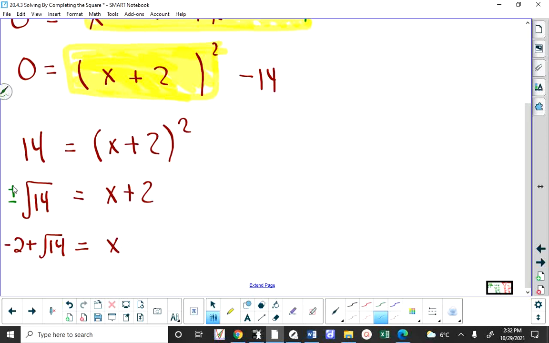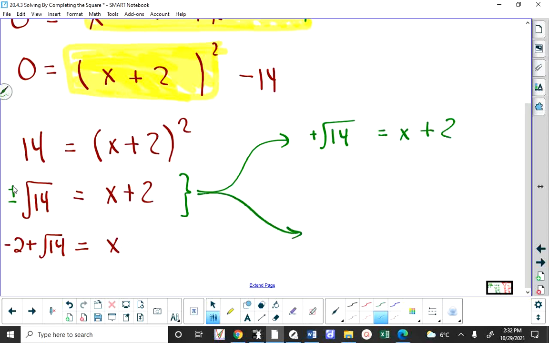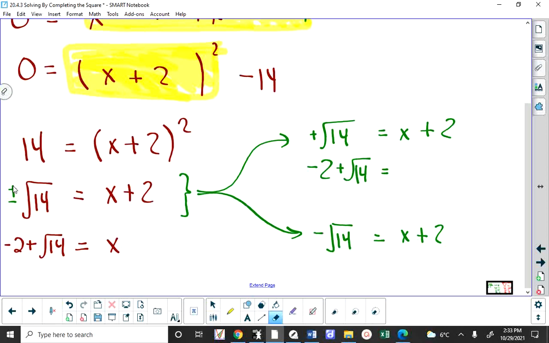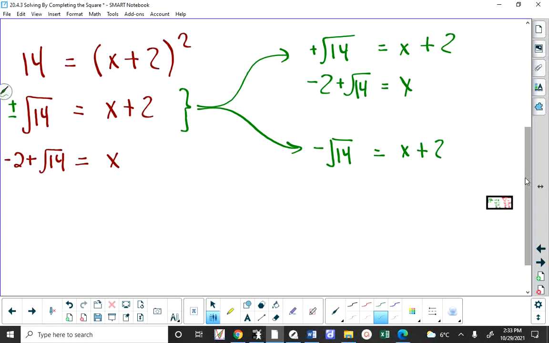So what happens is this equation is positive root 14 equals x plus 2, and it's negative of root 14. Now that just means whatever the square root of 14 is, you multiply by negative 1 equals x plus 2. And when you solve this equation, you subtract 2 and you get negative 2 plus the square root of 14 equals x. When you solve the second equation, you get negative 2 minus the square root of 14 equals x.